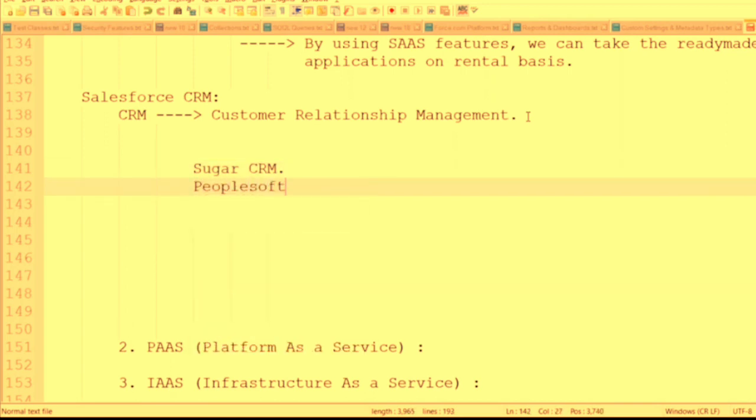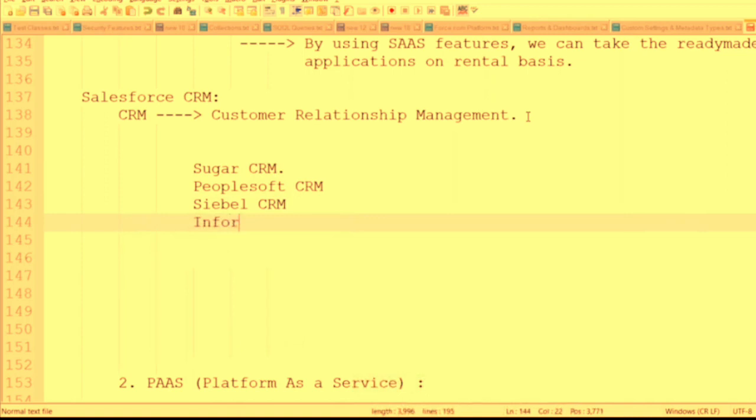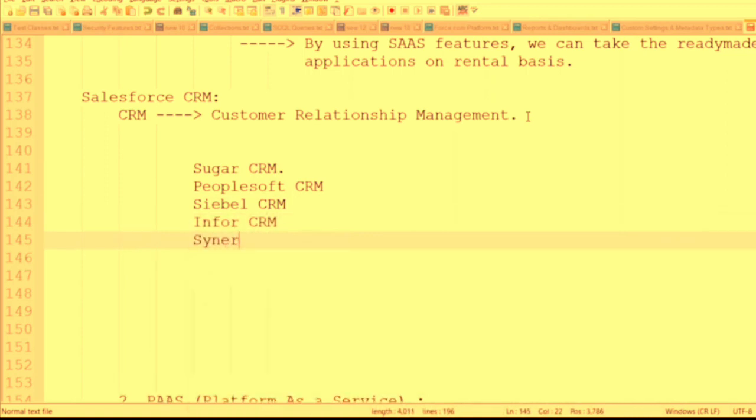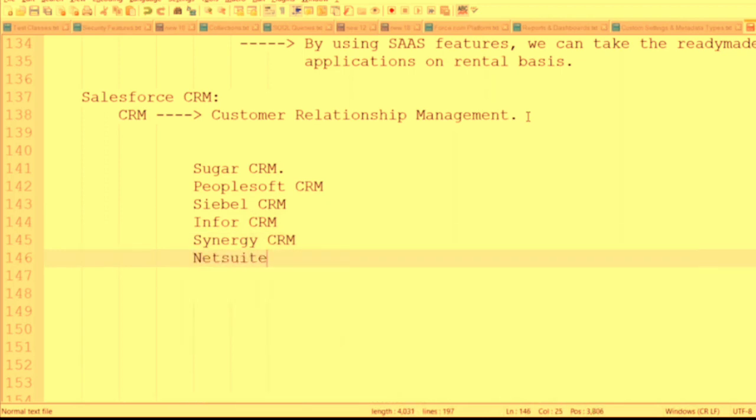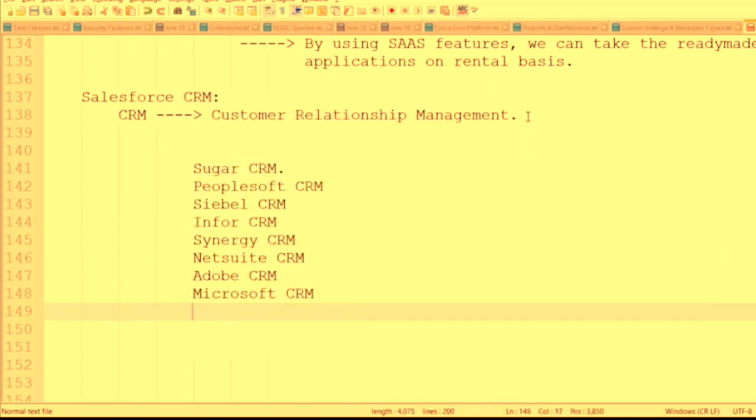And then we have PeopleSoft CRM. We have Siebel CRM. We have Infor CRM. Workday CRM. We have Synergy CRM. We have NetSuite CRM. We have Adobe CRM. We have Microsoft CRM. We have Oracle CRM. We have SAP CRM. Like that, we have so many CRM applications available in the IT industry since very long back, almost 30 to 40 years.